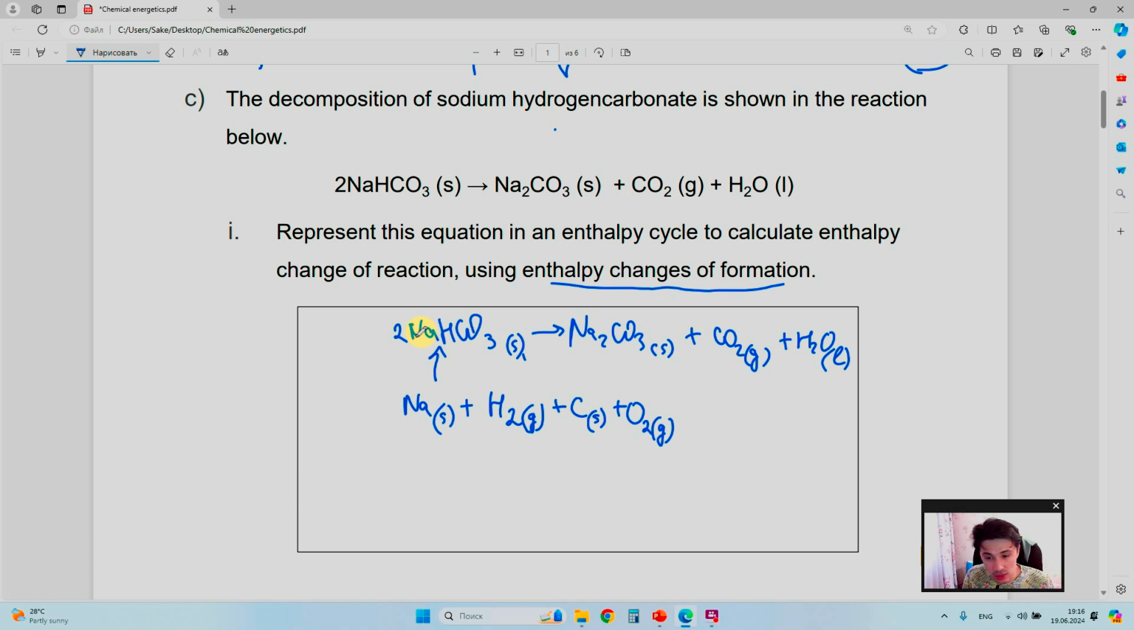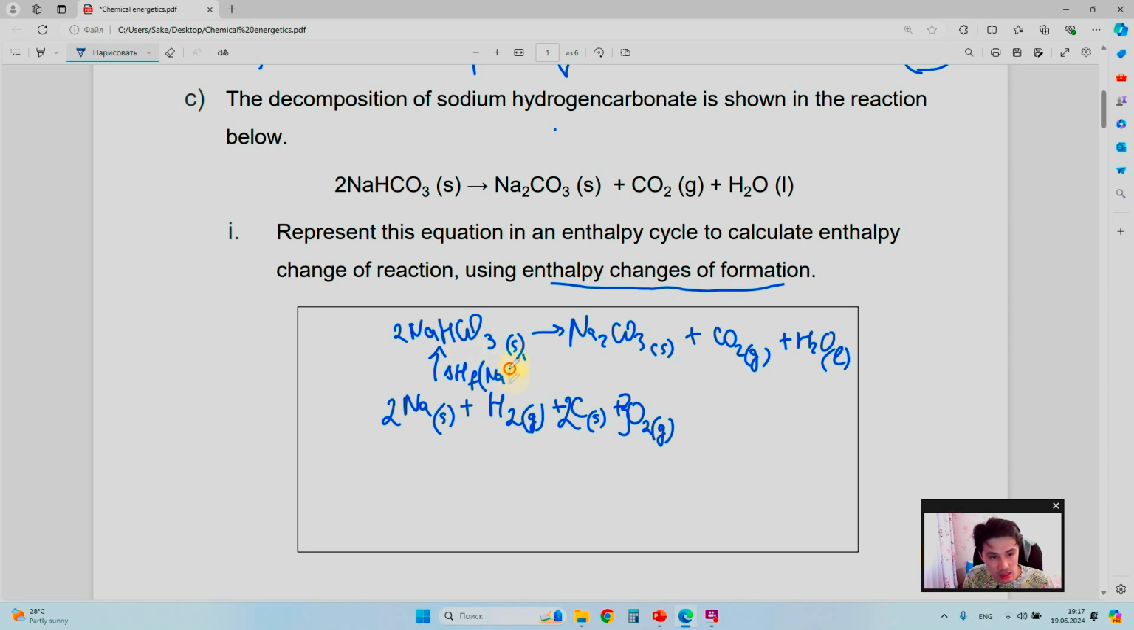So we see 2 sodium atoms in this side, so I'm putting coefficient 2 here. We have 2 hydrogen atoms here and 2 hydrogen atoms in one molecule, so hydrogen is already balanced. Regarding to carbon, we need to add again coefficient 2 to balance the equations. Then we have 6 oxygens in this side of the reaction, so we need to triple the amount of oxygen molecules, and this enthalpy change equals to standard enthalpy change of formation of this substance.